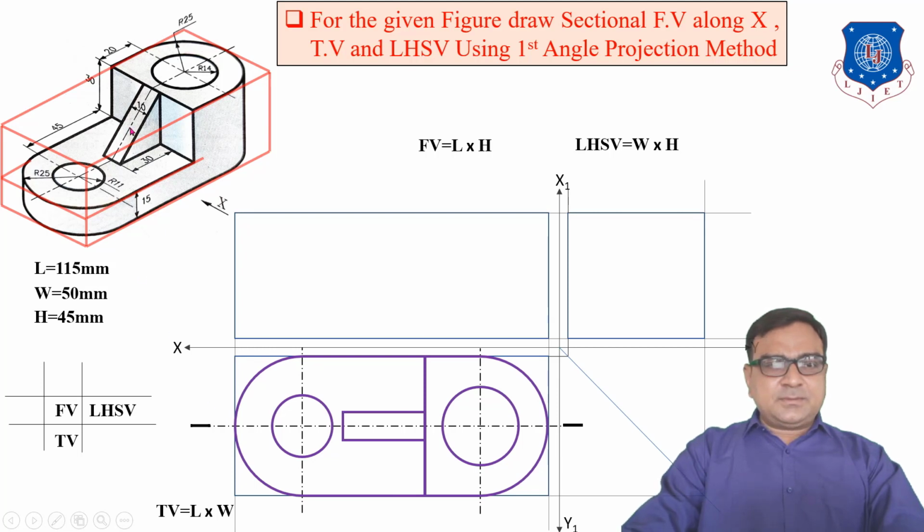Now the rib. The top view of the rib looks like a rectangle in which the length of the rectangle is 30 mm and the height of the rectangle is 10 mm, because 10 mm thickness is given.